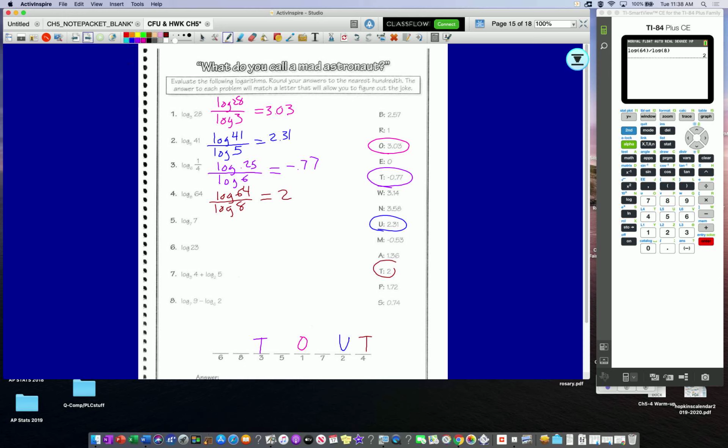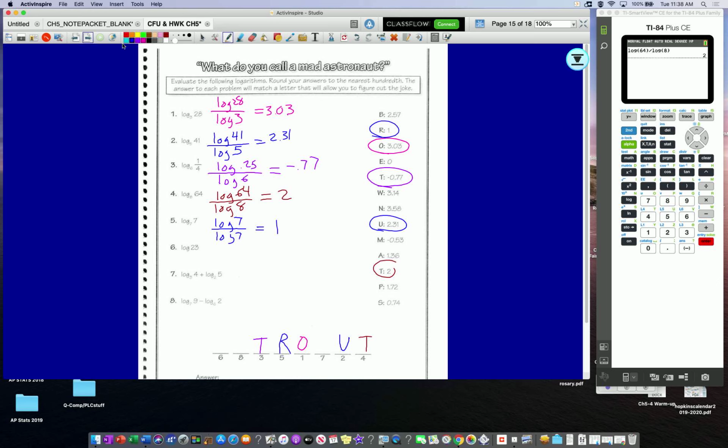All right, next one. Log of 7 over log of 7. Well, they're the same. Guess what it's going to be? I'm just going to save us some time. R is 1. So for number 5, R.